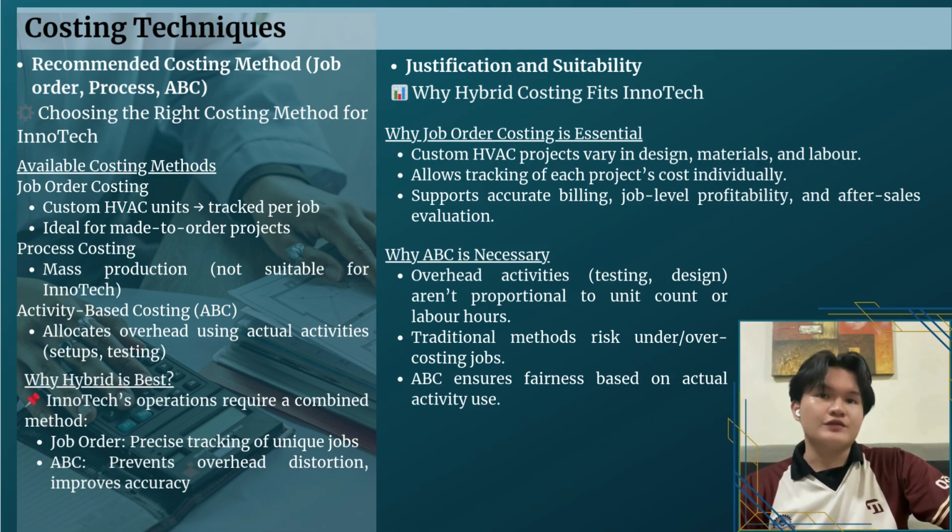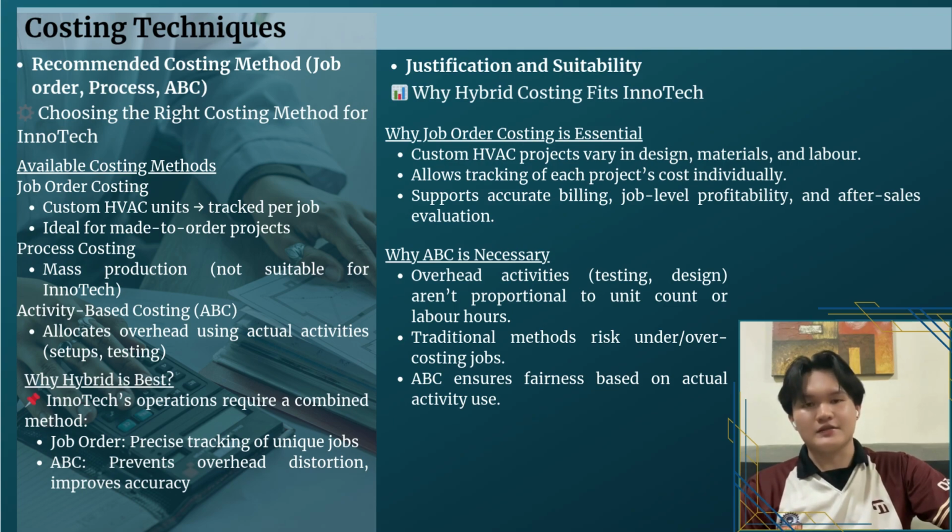To justify the use of a hybrid costing system at InnoTech, we need to consider both operational reality and strategic value. Starting with job order costing, it's clear that InnoTech works on highly customized hatchback units. Each job may vary in design, materials, or complexity. This method allows cost tracking on a per project basis, supporting accurate billing, profitability analysis, and even after-sales decisions.